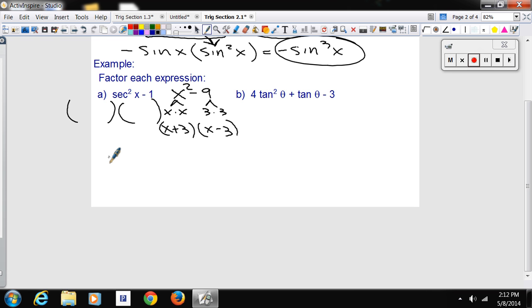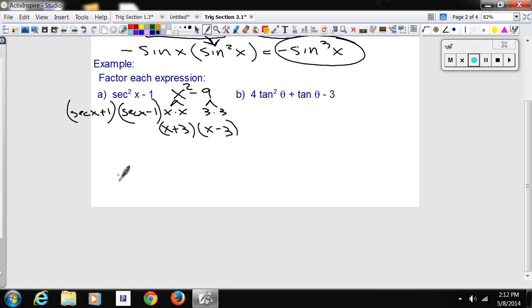Exactly. You're not changing anything. You're just, instead of an x, you're putting a secant of x. Secant x plus 1, secant x minus 1. It's the same exact step. You're just, instead of having one variable, your variable is a trig function. Your variable would be the secant of x instead of just x. And it's the same thing in letter B.